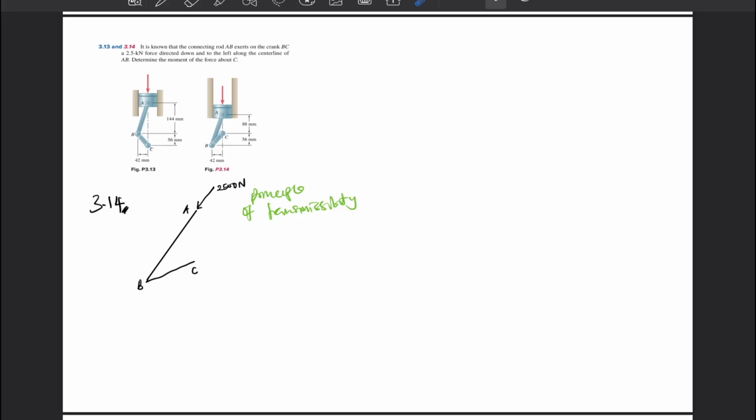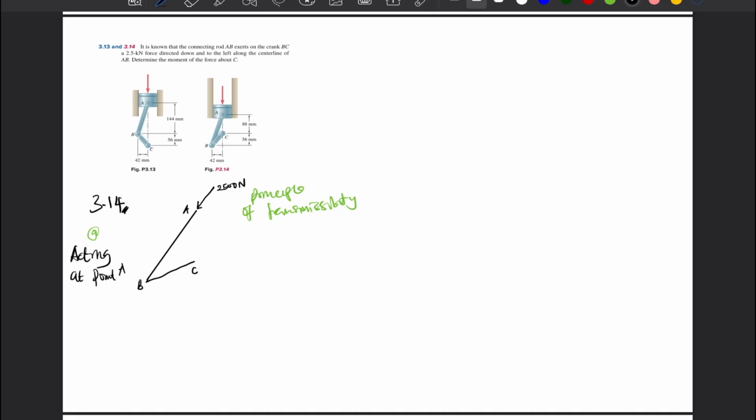So we are going to solve this problem in two ways. We are going to take the force acting at A, and we're also going to take it acting at B and compare the results, whether we are going to get the same answer. Initially we are going to use it acting at A, so you can write here A.